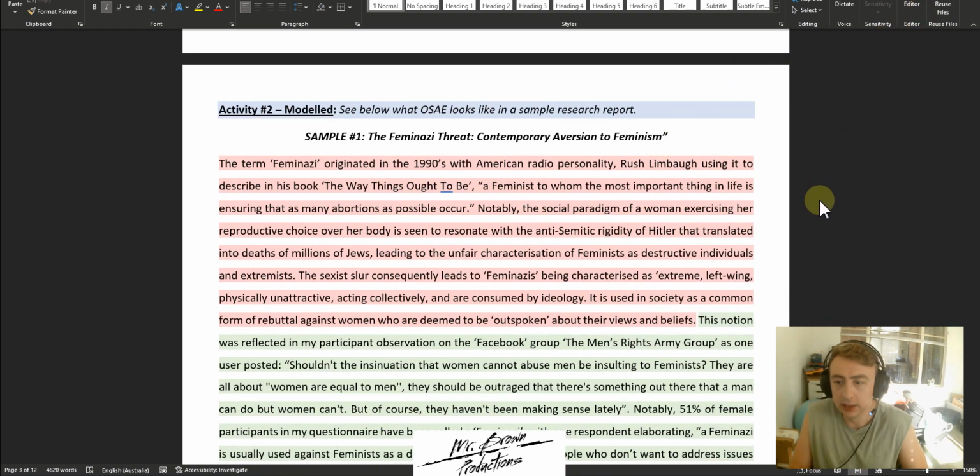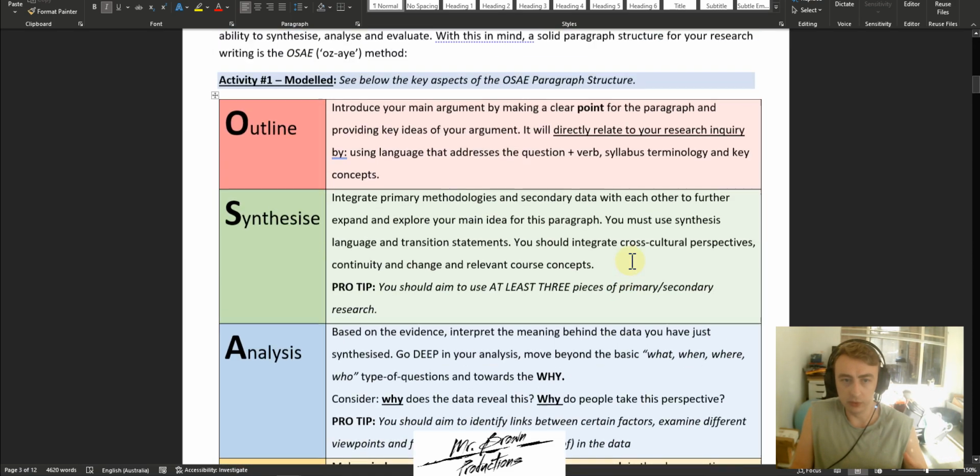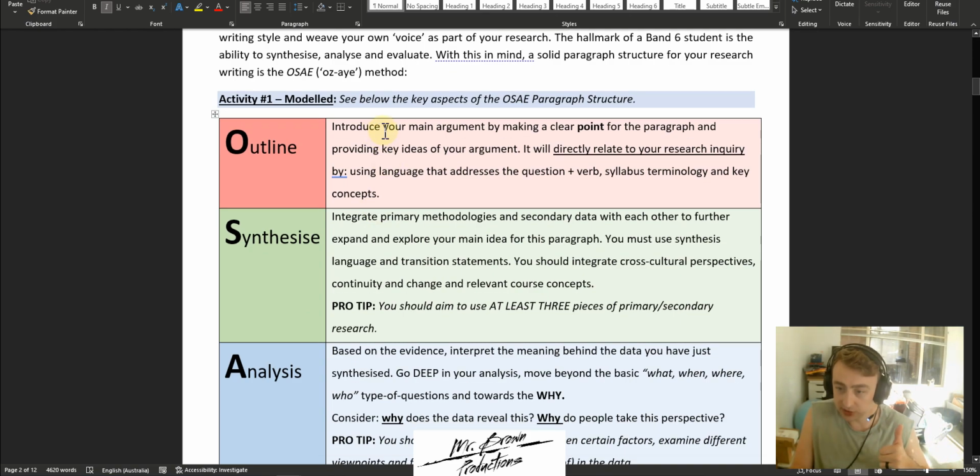Okay, so quickly, just a little bit of context. This research topic was looking at what's called the feminazi threat, contemporary aversion to feminism. So aversion means opposition. So this research project was looking at people who find feminists and they refer to them as feminazis because they don't like feminism, basically.